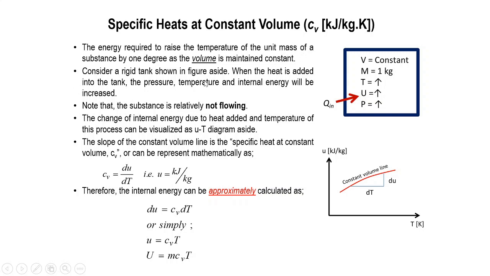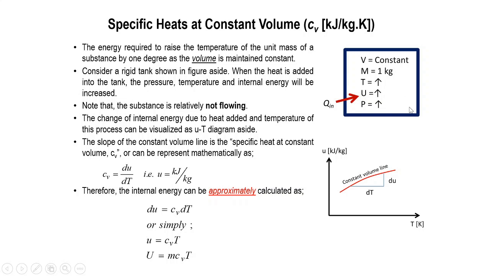So we consider a rigid tank. In the figure on the side, when heat is added, Q in, into the tank, the pressure, the temperature, and internal energy will also be increased. The pressure, internal energy, and temperature are increased, but your volume is constant and your mass also remains the same at 1 kilogram. So note that the substance is not flowing. It's a closed condition.